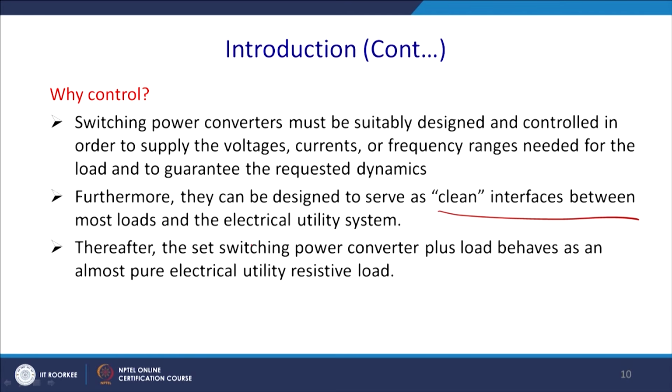Therefore, there must be a switching power converter that behaves almost as a pure electrical utility for the resistive load. This is one of the applications of it. Control is required for smoothening the jitters, because you may have some kind of environmental problem or hazards that have to come into it, and power electronics devices have to overcome it. Ultimately, the brain will be the control to mitigate that problem.